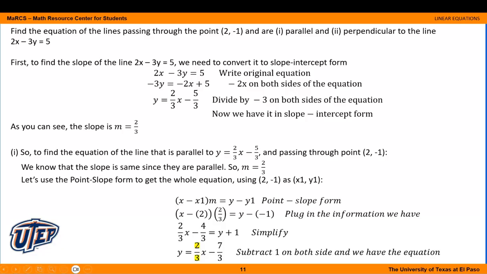Since we're finding a parallel line, the slope stays the same. Now we use the point-slope form with the point (2, -1). That'll give us y + 1 = (2/3)(x - 2). And this gives us the equation of the parallel line.